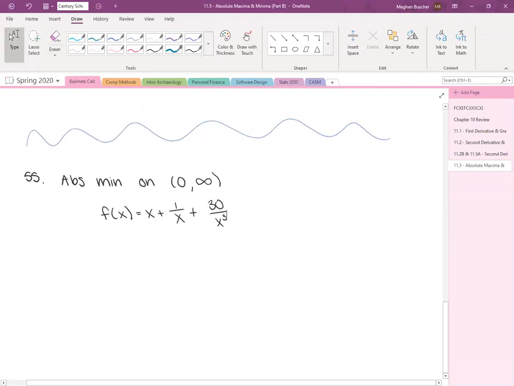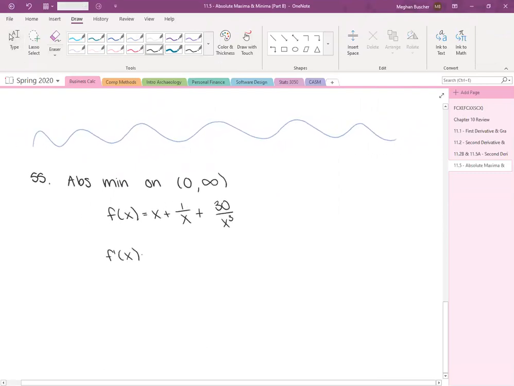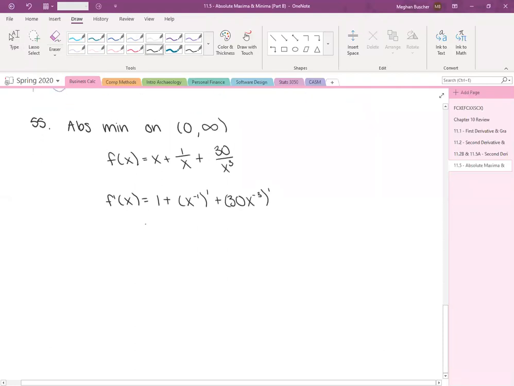Okay. And now we can go ahead and find our derivative. So we're going to have 1 plus the derivative of x to the negative 1, plus the derivative of 30 x to the negative 3. So we can break that step up a little bit. When we take the derivative of x to the negative 1, we should get negative x to the negative 2. And then here, it'll be 30 times negative 3, so negative 90, and then x to the negative 4th. And what I'm actually going to do is rewrite that as fractions to make my life a little bit easier down the road. Okay.